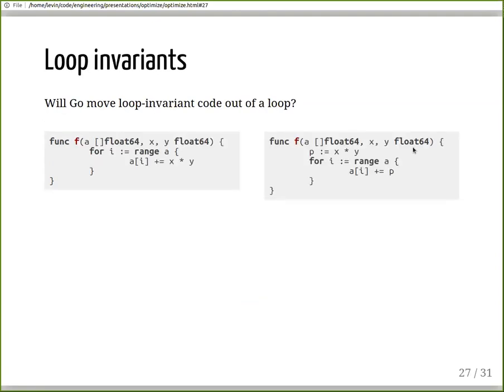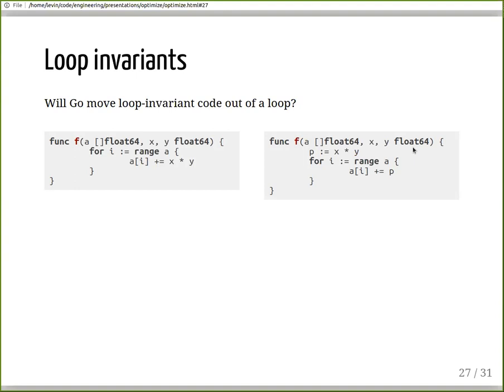Yeah, so I think we already come to the last optimization, and this one is about loop invariants. The idea is that if we have some calculation inside a loop that we can move out of the loop, that will make the program more efficient because we avoid doing this calculation over and over. On the left, the function takes a slice and two values, x and y, and then it changes each element of the slice by assigning x times y.